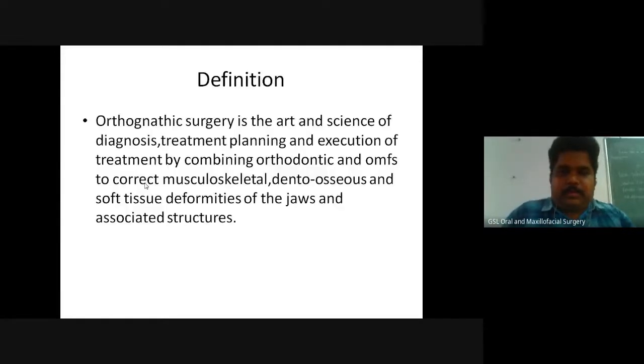Let's go to the definition of orthognathic surgery. So it's like your definition of conservative dentistry only. The art and science of diagnosis, treatment planning, and execution of treatment by combining the principles of orthodontics and OMFS. For what are you correcting? You're correcting the musculoskeletal, dento-osseous, and soft tissue deformities of the jaws and its associated structures. So the main core is that we are using the principles of both orthodontics and OMFS to correct the musculoskeletal, dento-osseous, and soft tissue deformities.